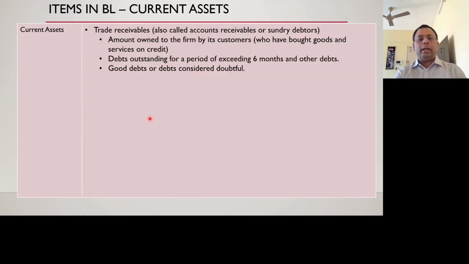There's one more current asset, which is trade receivable, also called accounts receivable or sundry debtors, which is the amount owed to the firm by its customers, who have bought goods and services on credit. So if you have sold some product on credit, the amounts that you are going to receive in the short period of time are called trade receivables, or in other ways accounts receivable or sundry debtors. Also, we classify the debts into types: debts exceeding 6 months and other debts. And there is one more distinction, like good debts and debts considered doubtful.